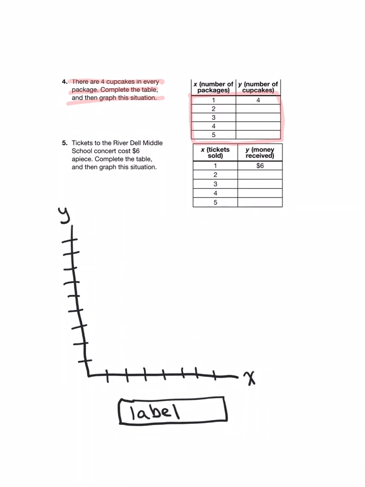So for example, on your x-axis, you're going to have number of packages. On your y-axis, you're going to have number of cupcakes. Okay, so label your x and your y-axis. I'm just putting a box there and let you fill in with the label. And then last but not least, graph your points and connect them with a straight line. And do the same thing for question number 5.